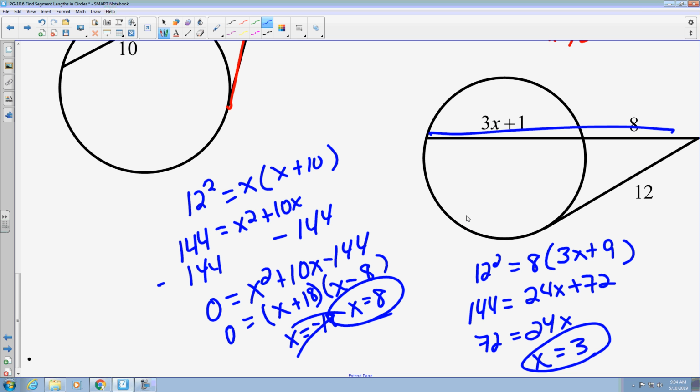And that is being able to find segment lengths in circles.